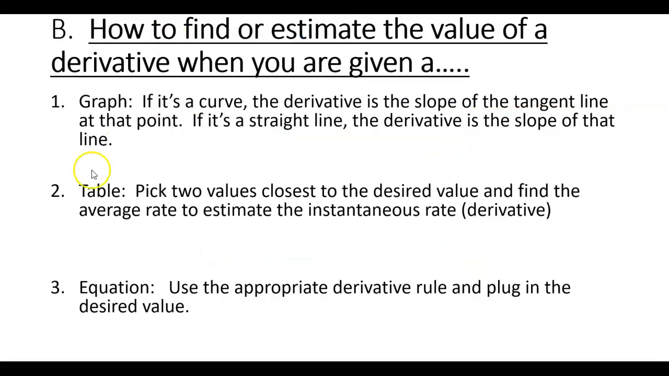So rise over run. So for a graph, rise over run. For a table, pick two values closest to it and do the average rate. And for an equation, find the derivative and plug the number in. So those are three methods for finding the values of derivatives, depending on what kind of stuff you're given to begin with. Another topic we'll talk about in this lesson is linear approximations.